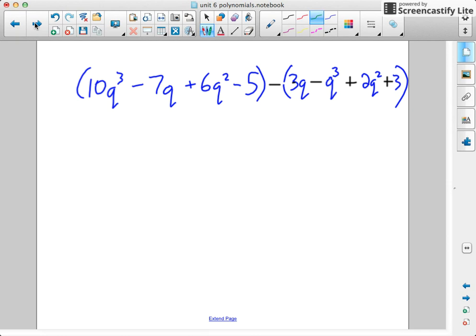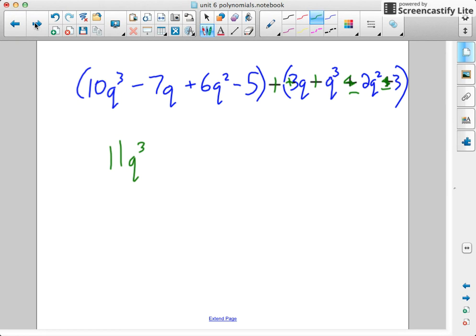I'll do one more for you. This is 10q cubed minus 7q plus 6q squared minus 5. I'm going to change this to a plus. This one looks like it was a negative, so I'm going to make it a positive as well. Positive, negative, negative. Make sure you combine like terms. So I'm going to do my 10q cubed plus just another q cubed, so that will give me 11q cubed. Notice how my exponents never change when I add or subtract.